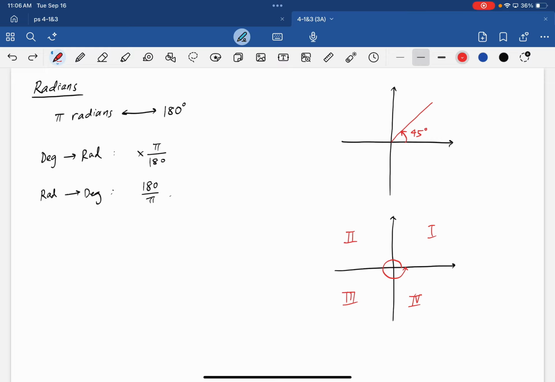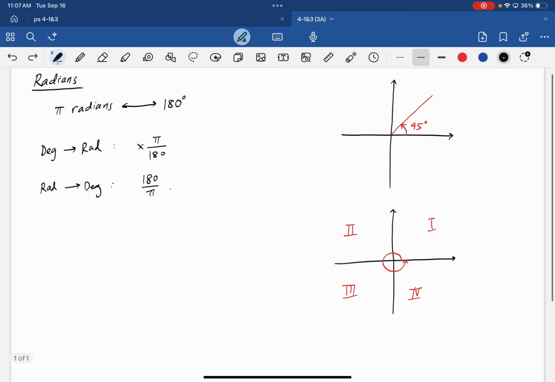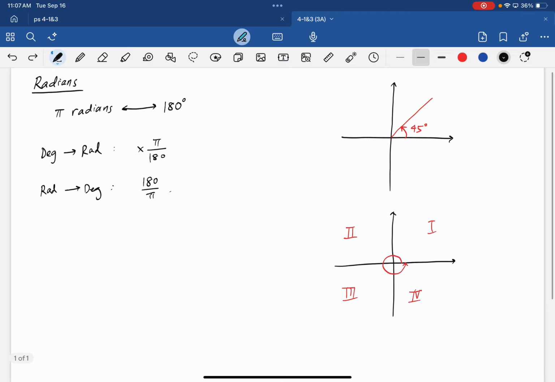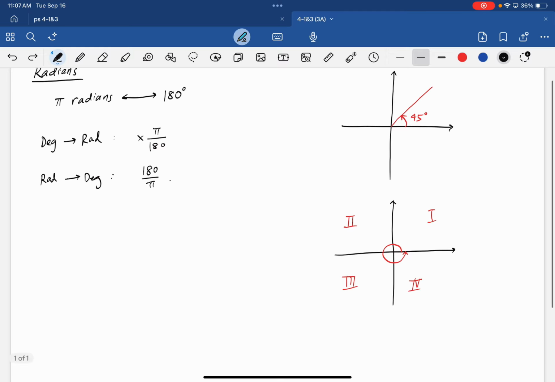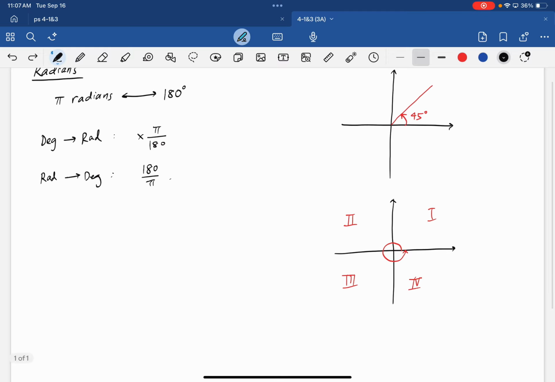But in practice, this is usually too slow, because you guys need to be able to do these conversions faster than breathing, okay? Faster than breathing. So in reality, you're not going to be actually multiplying by pi over 180. You're going to have to use some mental math tricks, and I'll show you guys how you can do that. A good way to do that is by memorizing some important radian measures and what they are in degrees.